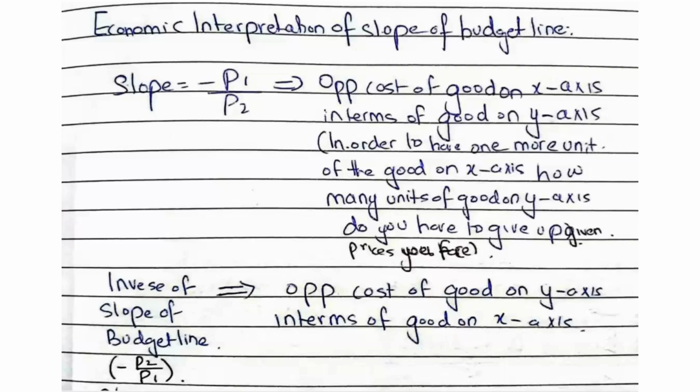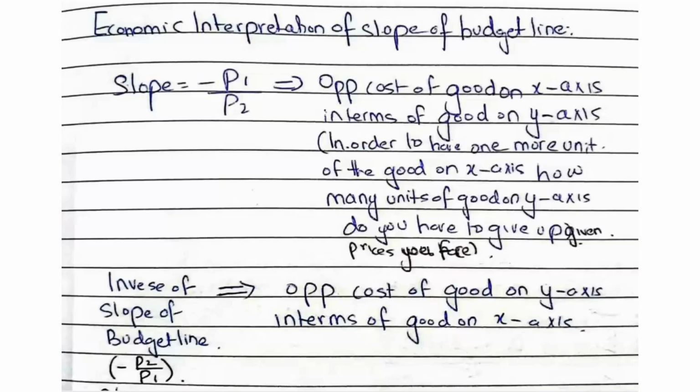It tells you, in order to have one more unit of the good on the x-axis, how many units of the good on the y-axis do you have to give up given the prices that you face? So this is the economic interpretation of the slope of the budget line. So the slope is minus P1 by P2, where P1 is the price of the good on the x-axis, P2 is the price of the good on the y-axis.